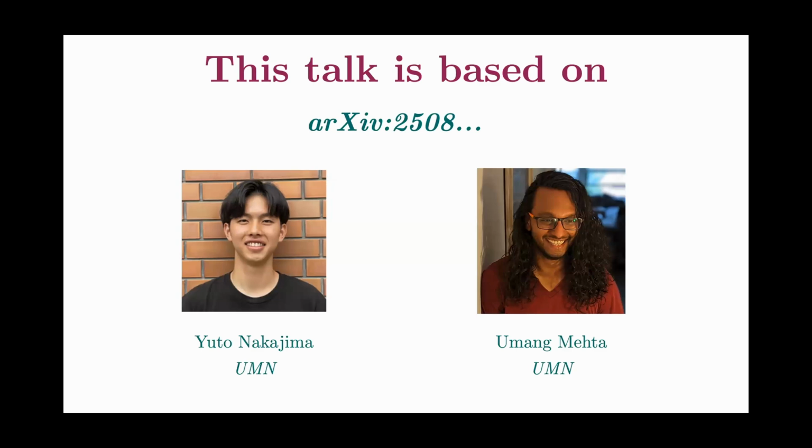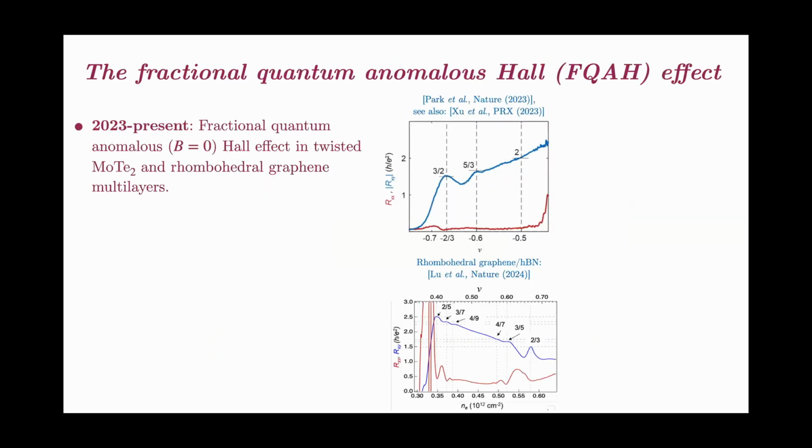So this work is based on a paper that came up on arXiv last month with two extraordinarily talented people. One is my student, Yuto Nakajima, who is the rare kind of first-year student who doesn't show up in your office saying, oh, I can do DMRG. Instead, he came in and said, oh, I can do category theory, which, for a starter project, is a little bit intimidating. And my postdoc, Umang Mehta.